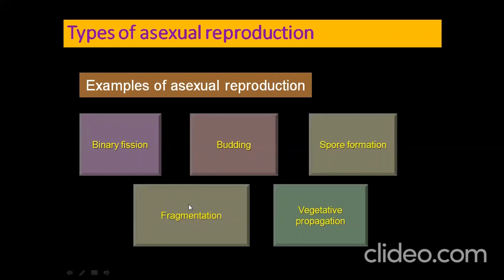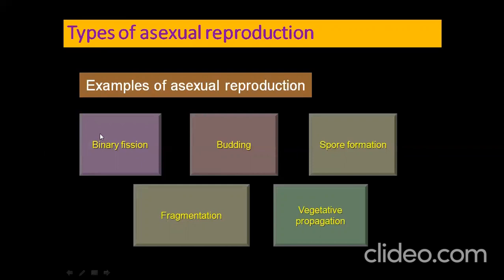Fragmentation: from one organism, a fragment detaches, and that fragment develops into another similar organism. I will give you the example of starfish. Detachment of part of a starfish takes place and that part develops into a new organism. The same also happens in Spirogyra, right?